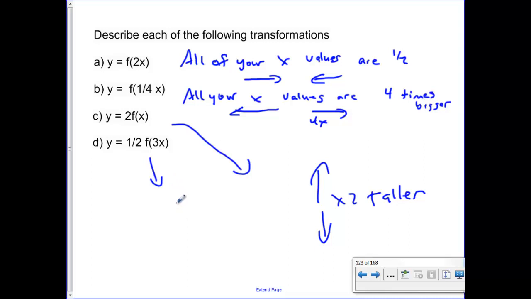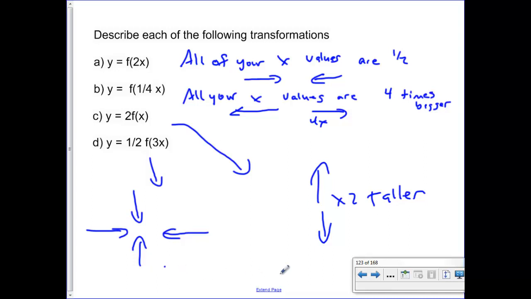Okay, this one does some of both then. So the 1/2 right here means that it's going to get squished in. Does that make sense? And that 3 means it's also going to get squished in as well. Basically, it's like the worst of both worlds. It gets compacted this way due to the 1/2 out front, and due to the 3 on the inside, it gets squished this way as well.